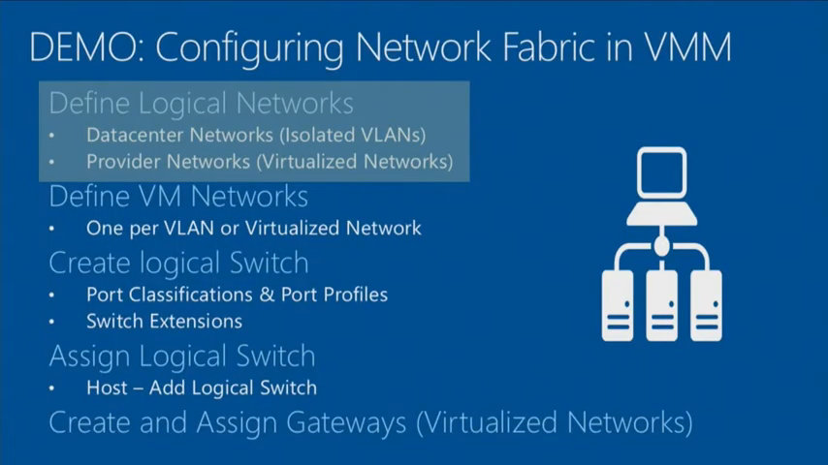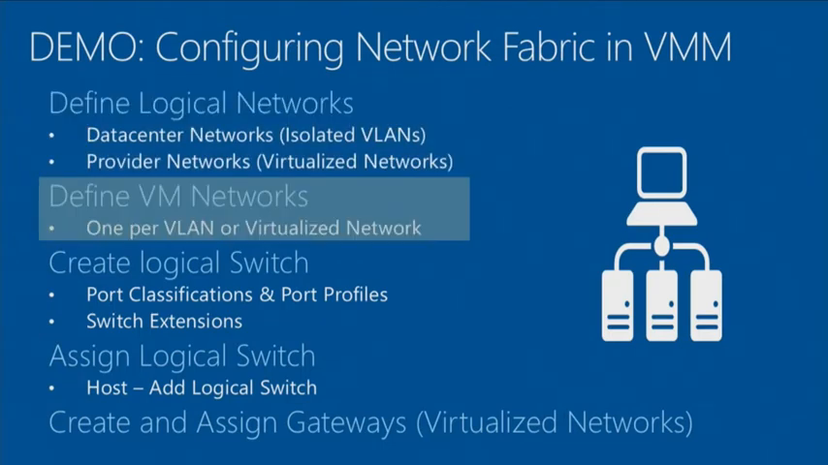What's plan B if I need connectivity but I don't have it? So just a quick checkpoint here. We defined our logical networks. Again, this is the translation of our interface between the virtual and the physical. We defined our VM networks. This is how we interface entirely now from VMM. We're not connecting anything directly to the logicals.